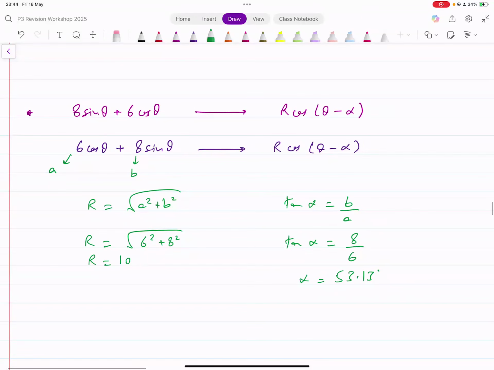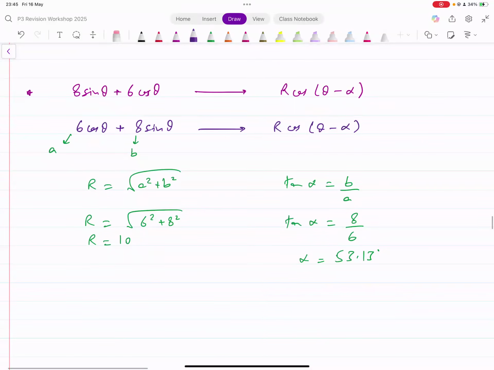Now you can use the formulas, otherwise a and b will switch and the value of alpha would end up being wrong. So you have to make sure that you write cos as the first term in this case, because that's what you want to convert it to. So this number would be a, this number would be b. Use the formulas and you get that form for that. This is the result that we get.